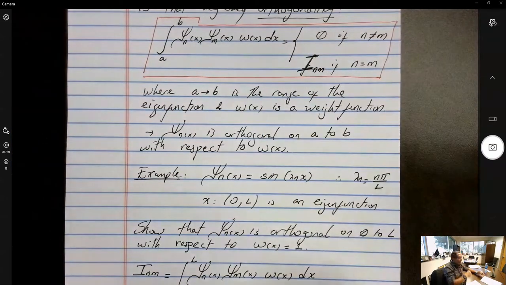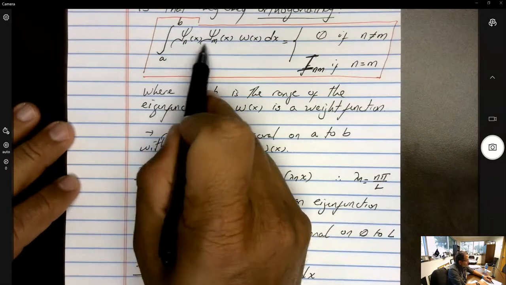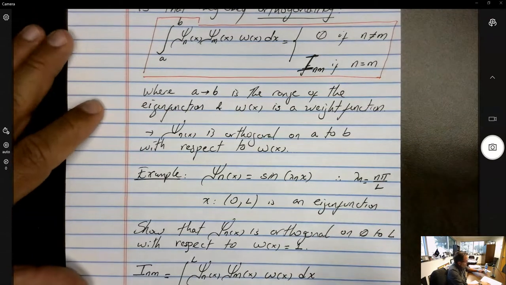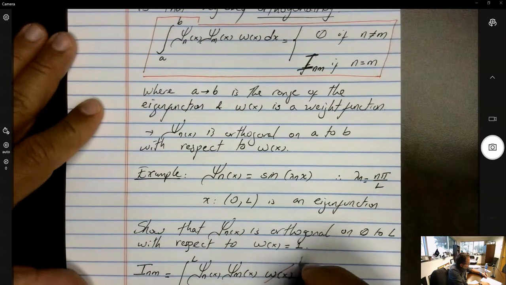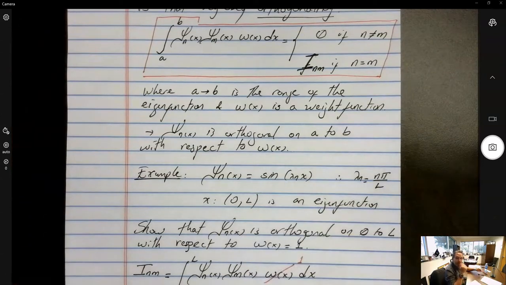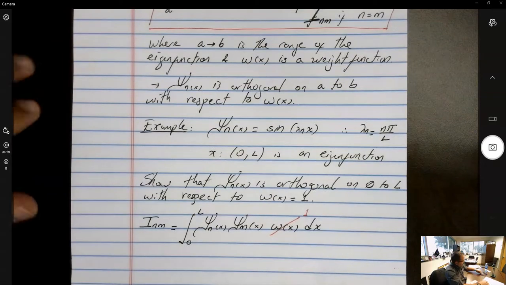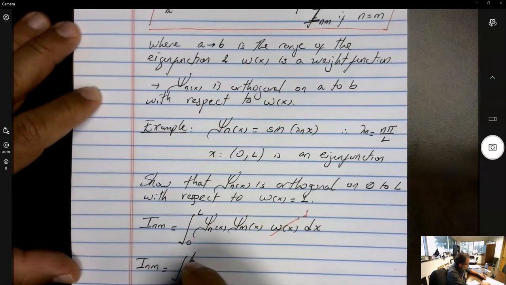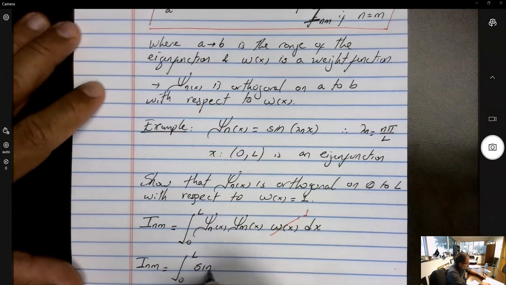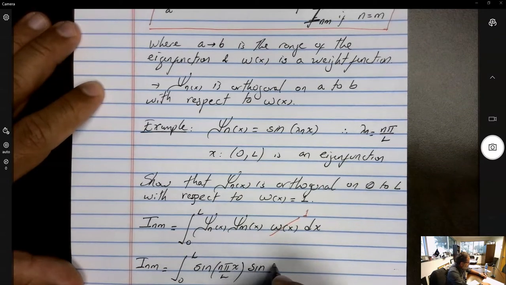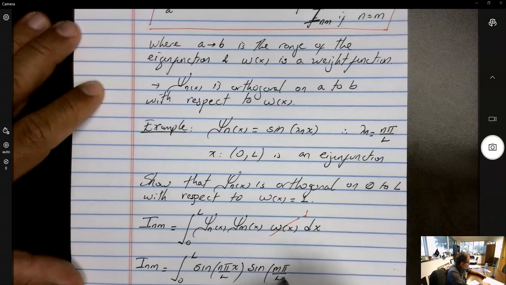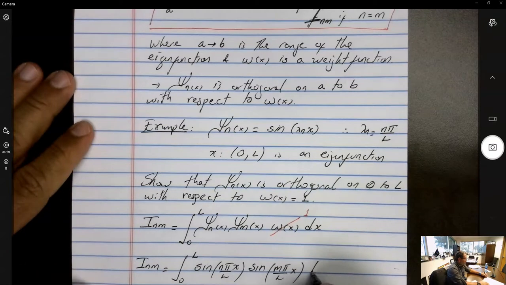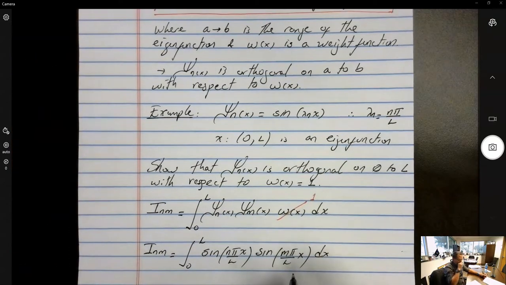Okay, I_nm, because it could potentially be a function of the subscripts n and m. And for this particular case, we are told that for these eigenfunctions, the weight function should be equal to 1. So I_nm is equal to the integral from 0 to L of the sine of n pi x over L times the sine of m pi x over L dx. And we are to show that that should be equal to 0.